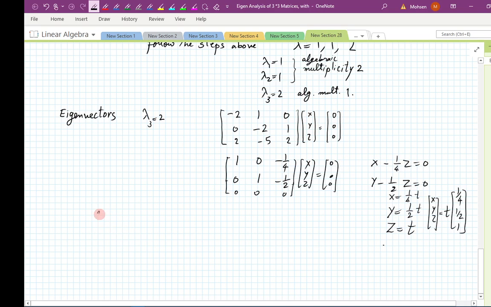Eigenvector for lambda 3 is equal to 2. Eigenvector, we might call it v3 to match with that. Any multiple of this will do. We said take t equal to 4 so that life will be a bit easier. It becomes 1, 2, 4.